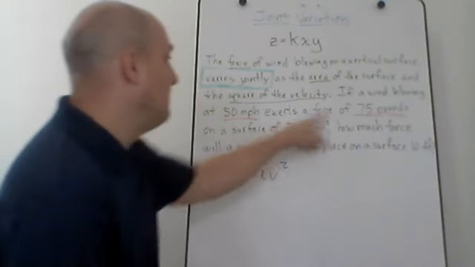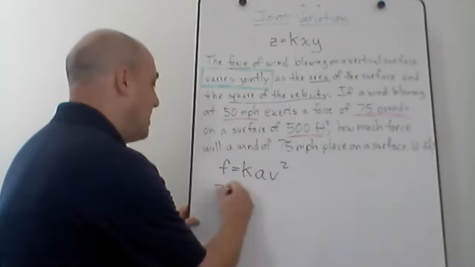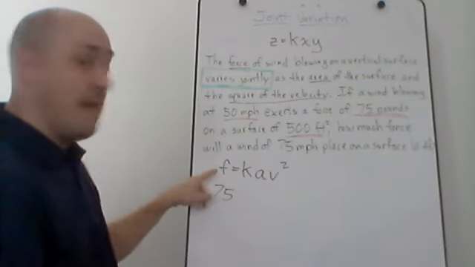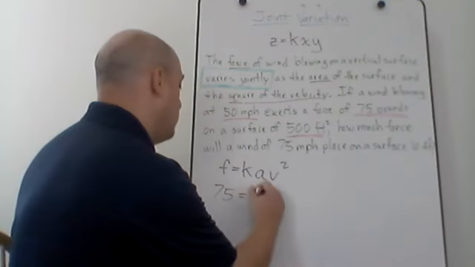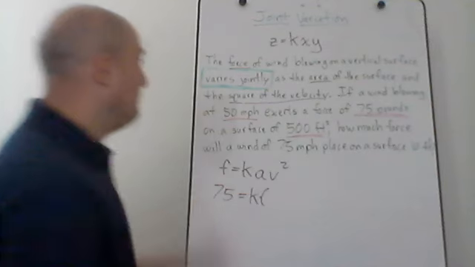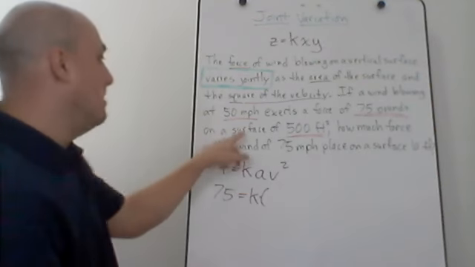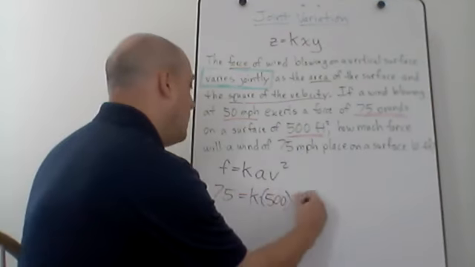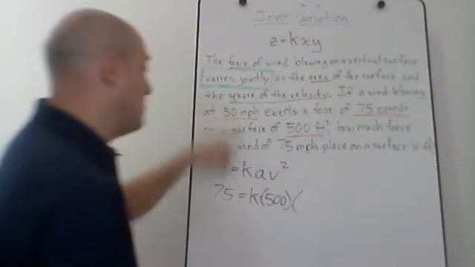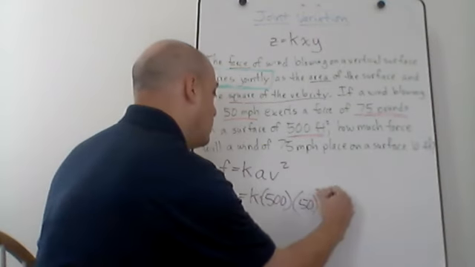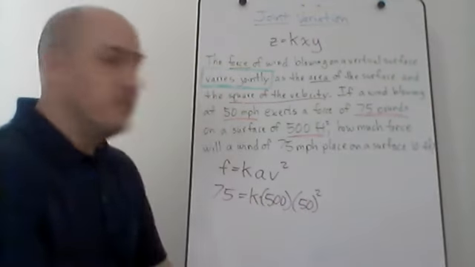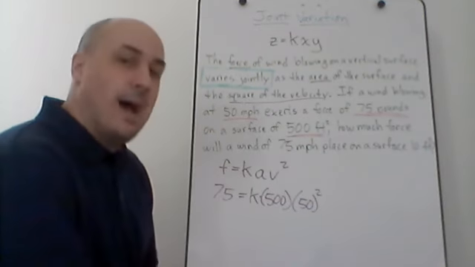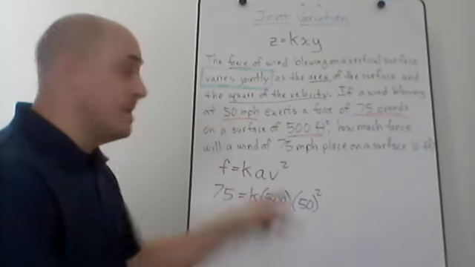My force F is a force of 75 pounds. And again, since I labeled this F instead of just a Z, it's really easy for me to figure out that that force of 75 pounds goes in place of the F, equals K times A. Well, A is my area, and the area of the surface is 500 square feet, so my area is 500. And then my velocity is 50 miles per hour, so that's going to be 50 squared. Again, if I just had Z equals KXY squared here, I might have a hard time at this point figuring out where to put each one of those numbers.